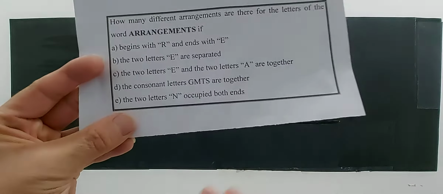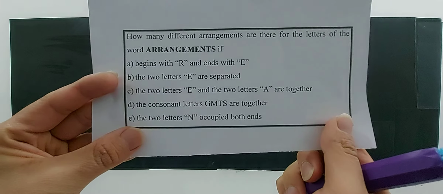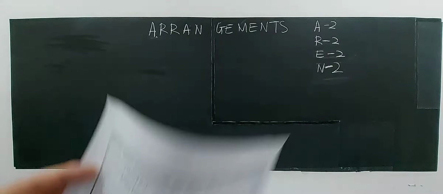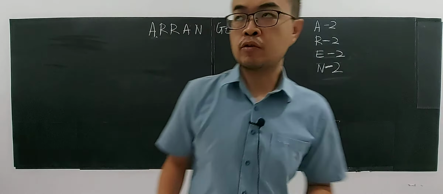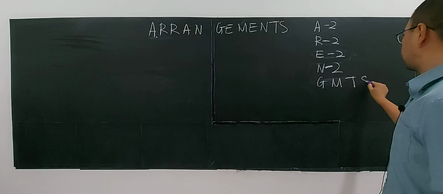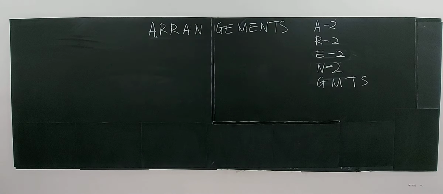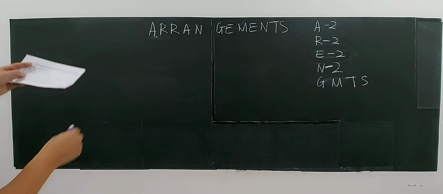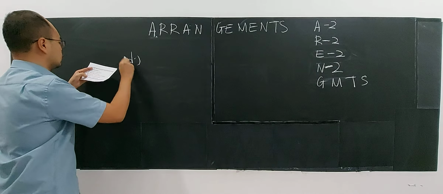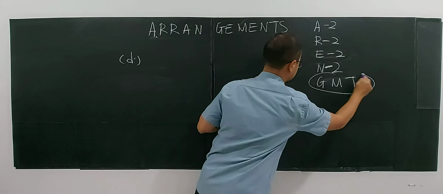Alright, for part D, the arrangement where the consonant letters GMTS are together, right? So the consonant letters, beside AR there is another 4 distinct alphabets which is GMTS, right? Total up of 12 different objects, which have repeats. A, R, E, and N are repeated. So for part D, the consonant letters GMTS are together. Means this must move together, right?